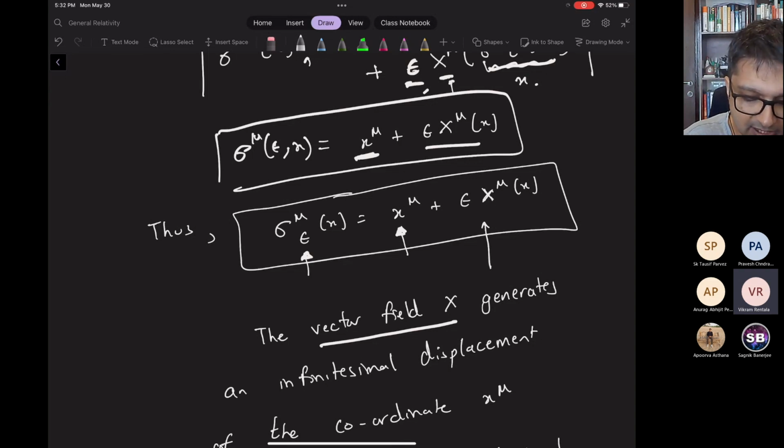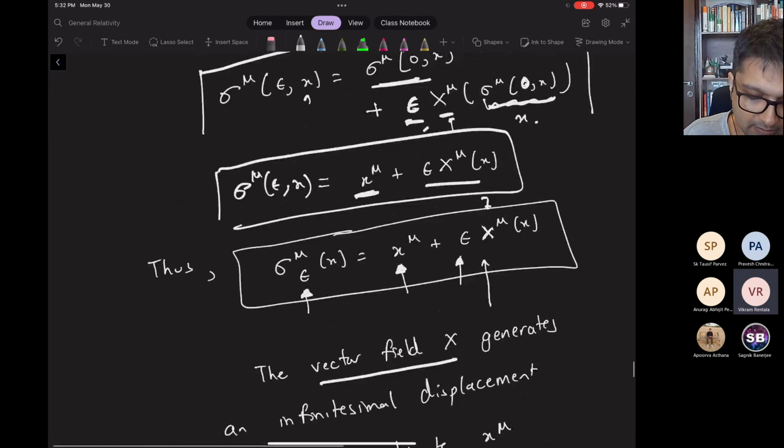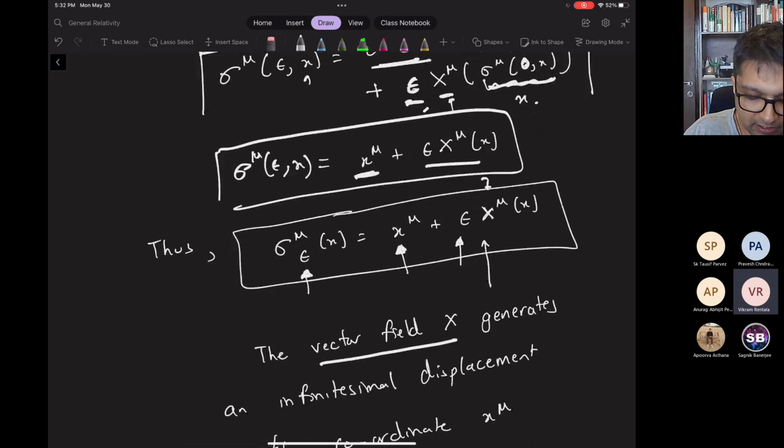The important point is that X mu really only gives you a direction of displacement. You need to specify the parameter epsilon to tell me how much displacement you actually are generating. And this is true for small displacements, that you have this approximation. So X mu by itself cannot give you a displacement. You need to specify how much. But this X mu itself can be thought of as the displacement per unit epsilon.